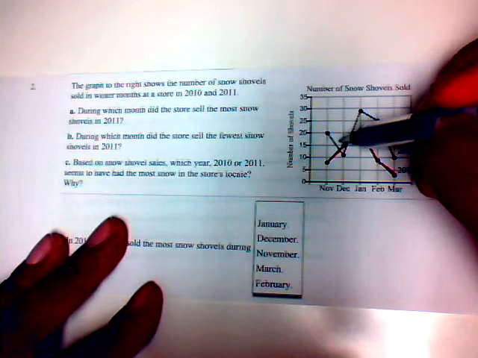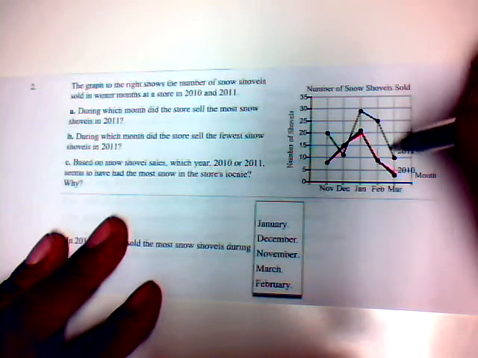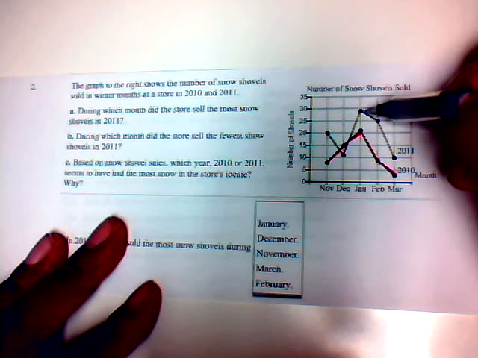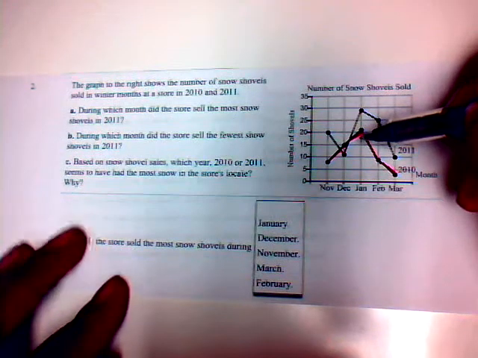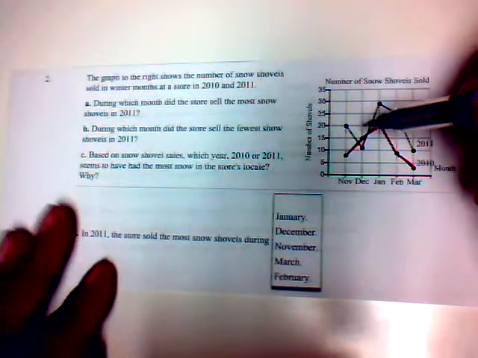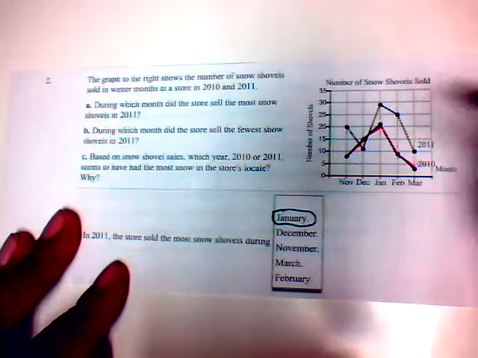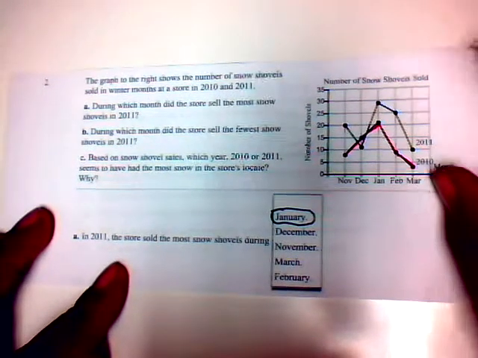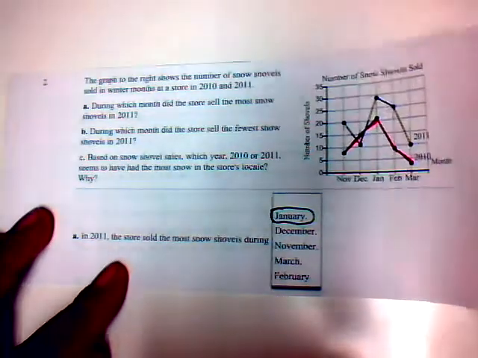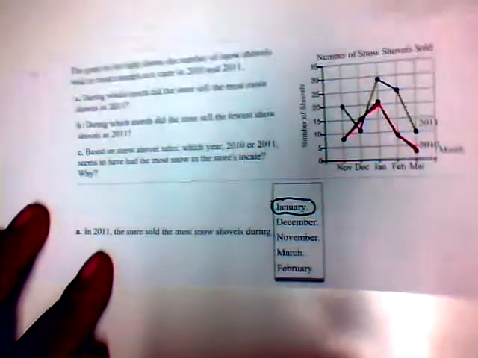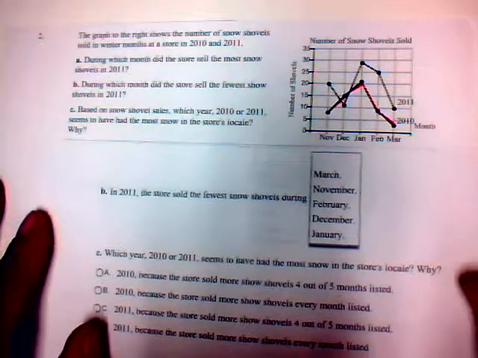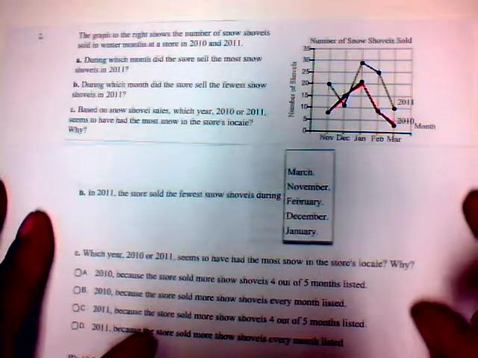Okay, in 2011, so that's this black broken line right here. As you can see, the most was sold in January. So in 2011, the most snow shovels were sold in January. So that right there is part A. Okay, we're going to use that same broken line graph to answer part B and C.